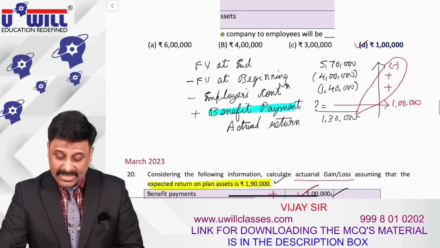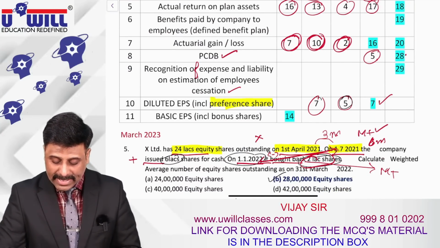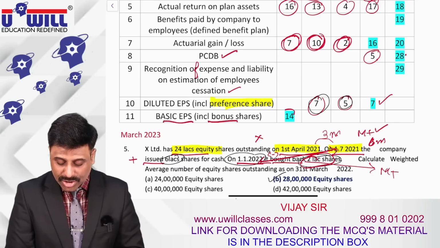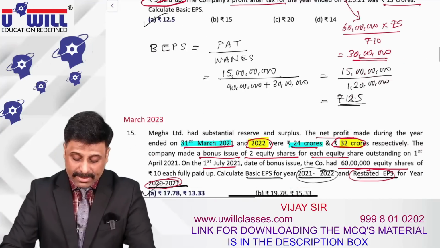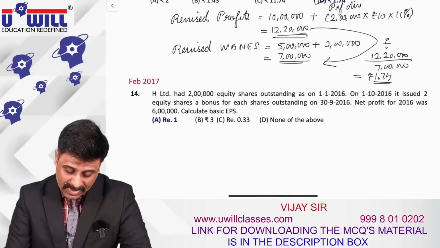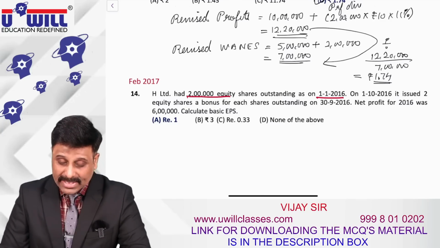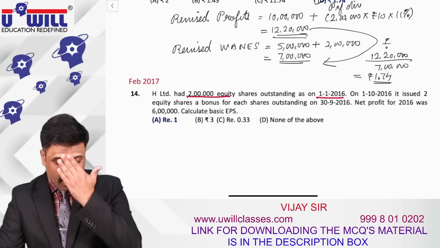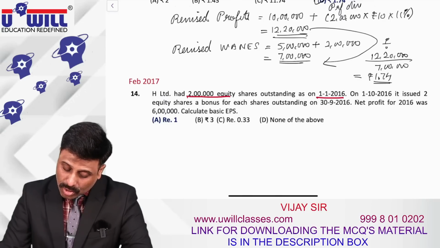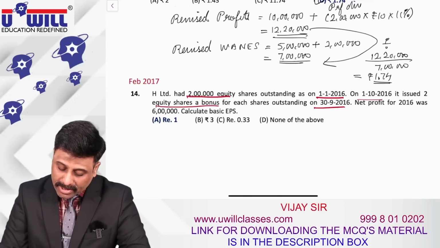So the rest of the questions with preference shares, you all try on your own. Question 5 of 19 exams and 7 of 18 exams. Now the last question is basic EPS including bonus shares, 14th question of 2017 exams. We have already seen that the effect of bonus shares we have to include from the first date. So H Limited had 2 lakh equity shares outstanding on 1/1/16. That is the beginning of the year. Year is not from April to March, it is from January to December. On 1st October, it issued 2 equity shares as a bonus for each share outstanding on 30/9/16.